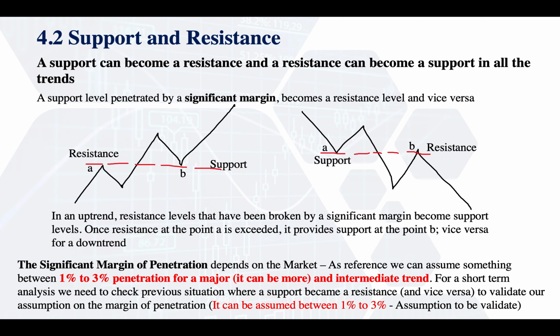But this happens only when there is a penetration by a significant margin. What does it mean? A significant margin can be 1 or 3%, depending on whether it is a major trend or a short-term trend. Generally, for a major trend it's going to be a 3% penetration, while for a minor trend it's going to be 1% penetration. What does 1% or 3% mean?